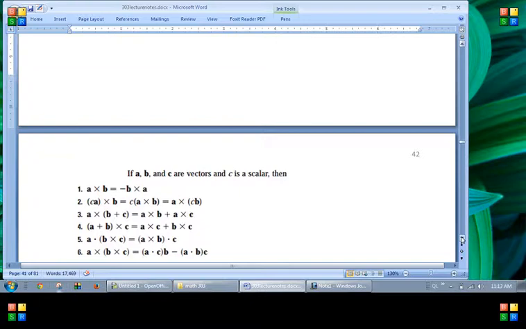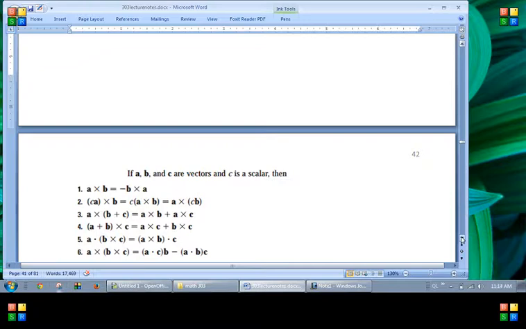So let's just make some comments. Number 1 tells you a really important property. Is cross product commutative? No. If you switch the order, you get the same thing, but it's negative. So this actually has a name. It's called being skew commutative. You don't have to know that. I just mention it.